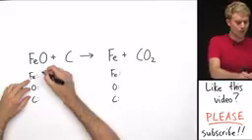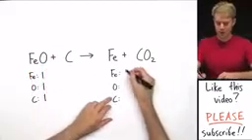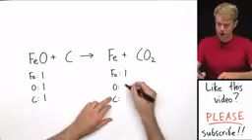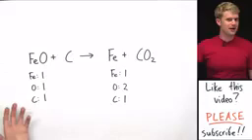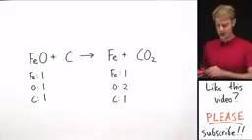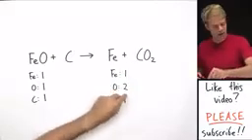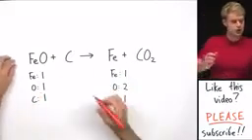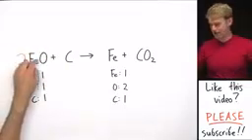Okay, iron, oxygen, and carbon. Over here I have 1 iron, 1 oxygen, and 1 carbon. Here I have 1 iron, 2 oxygens, and 1 carbon. Okay, how am I going to balance this? The first thing I'm going to do is balance these oxygens. I have 2 over here and I have 1 here.